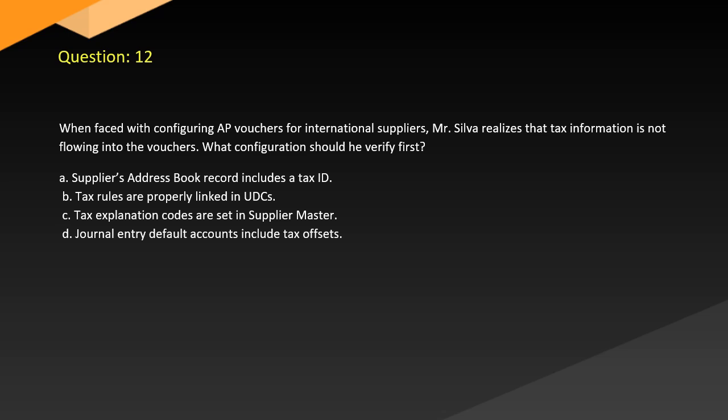Question 12. When configuring AP vouchers for international suppliers, Mr. Silva realizes that tax information is not flowing into the vouchers. What configuration should he verify first? A. Supplier's address book record includes tax ID. B. Tax rules are properly linked in UDCs. C. Tax explanation codes are set in supplier master. D. Journal entry default accounts include tax offsets.